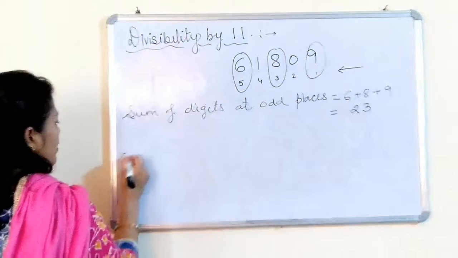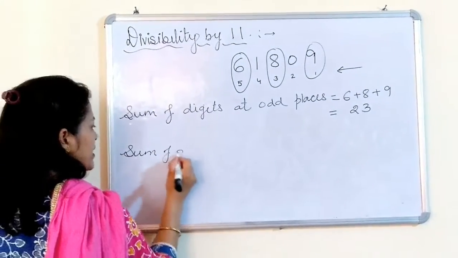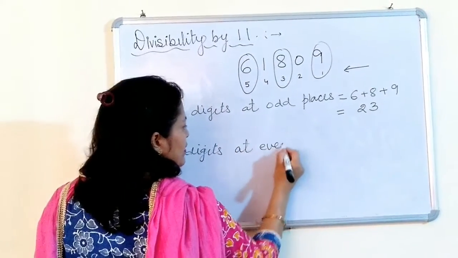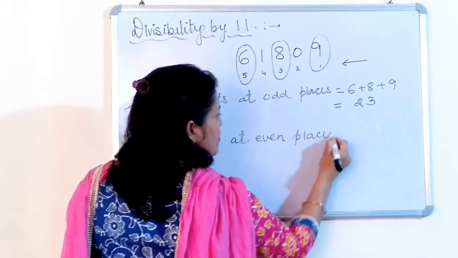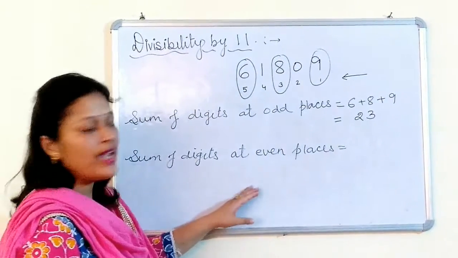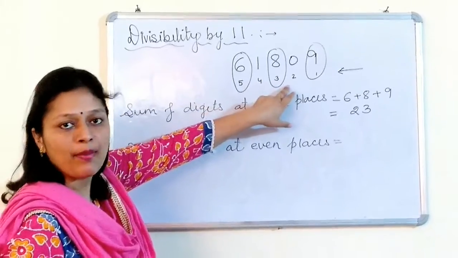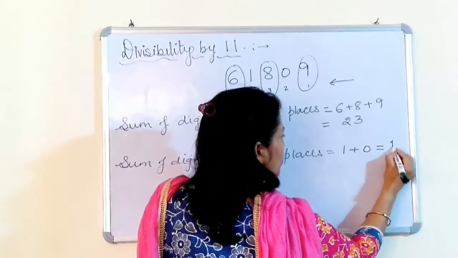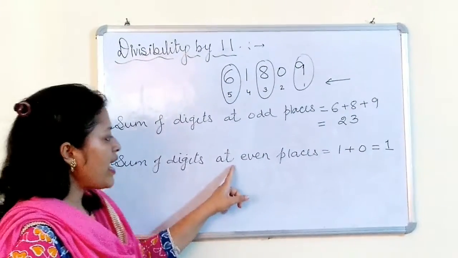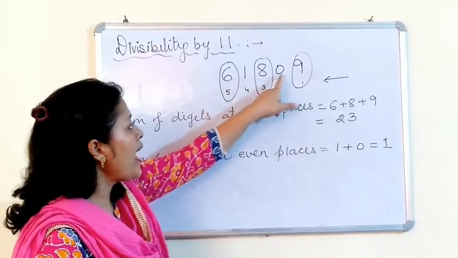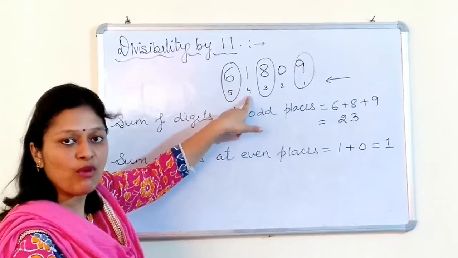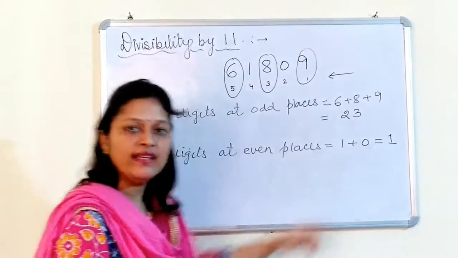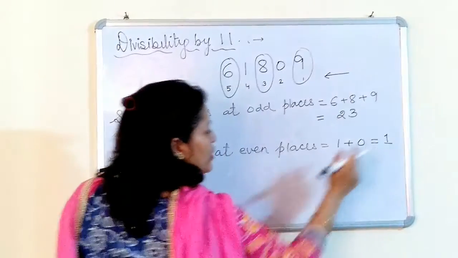Now again you will write the sum of digits at even places. By even places, I mean the digits which are at even number of places from the right side. You can see the digits at even places are 1 and 0. 1 is at the fourth digit from the right side. 0 is the second digit from the right side. So you will add these digits. You will get 1 plus 0 is equal to 1.